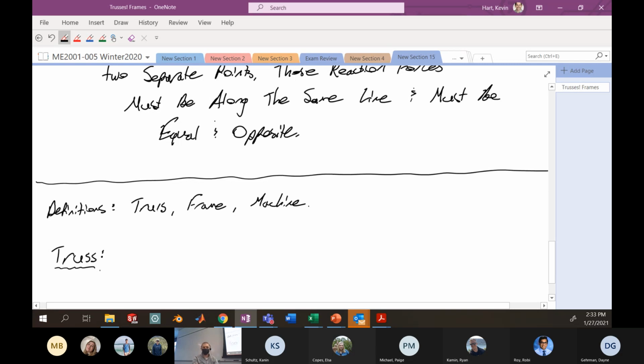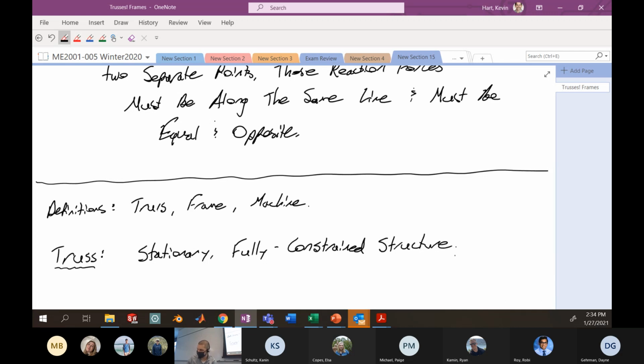All right. A truss is like a stationary, fully constrained structure, a bridge, for instance. Okay. It's almost exclusively made of straight members that connect at joints.